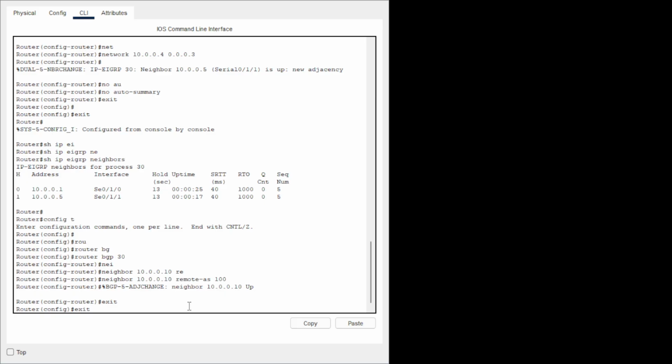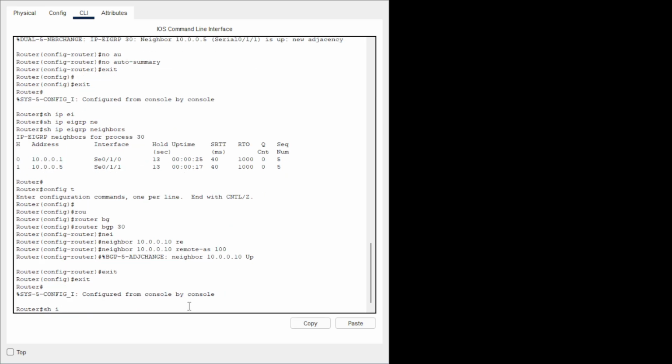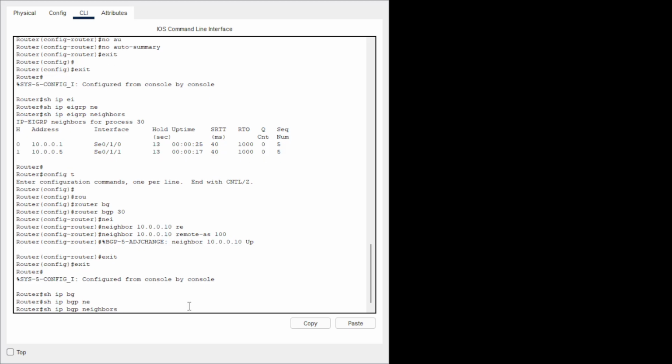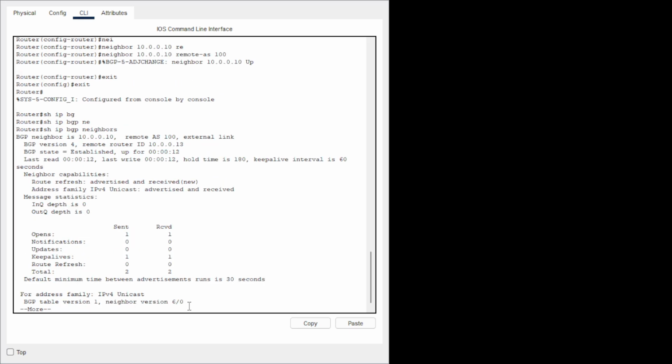Let's check here. So IP BGP neighbor. It says BGP neighbor is 10.0.0.10 having the ASN number of 100.